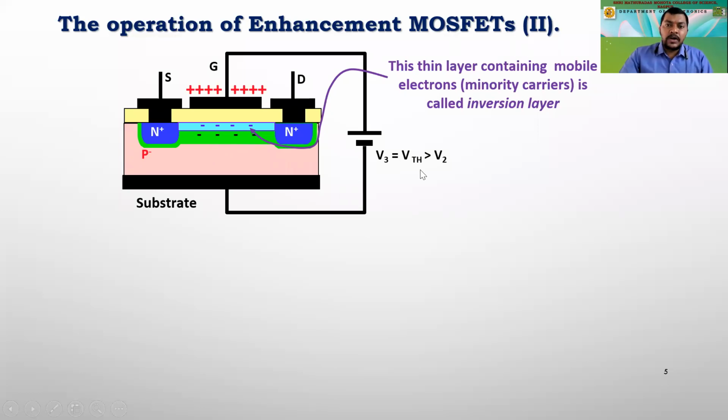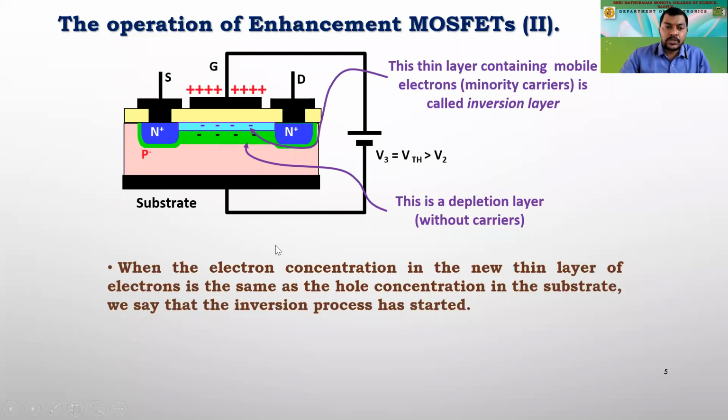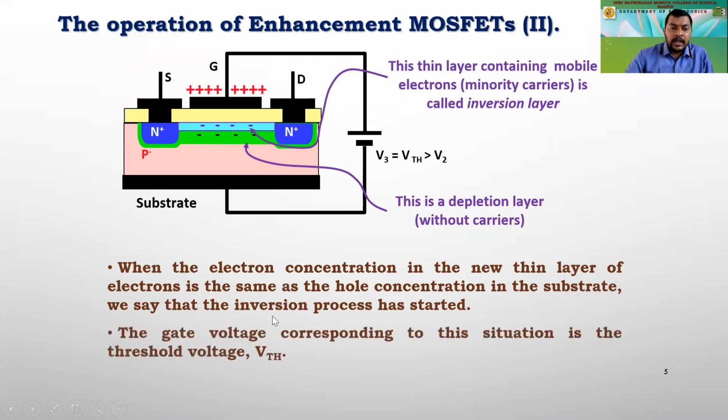Now, if you increase further, V3 will be equal to VTH, where VTH is called the threshold voltage, which is greater than V2. Then what happens? This is a depletion layer which is formed over here due to the P-type and N-type material. So this depletion layer and the thin layer are there. When the electron concentration in the new thin layer of electrons is the same as the hole concentration in the substrate, we say that the inversion process has started. And the gate voltage corresponding to this situation is the threshold voltage, that is VTH, right?